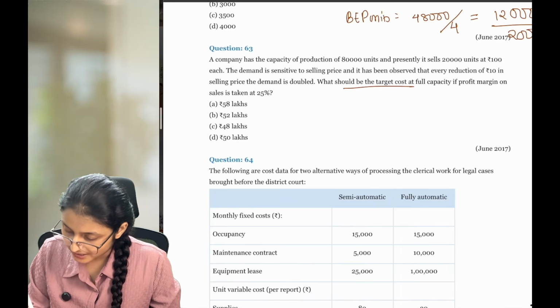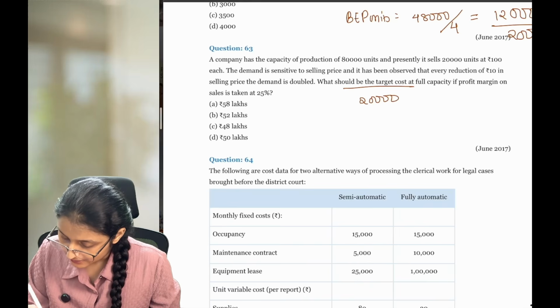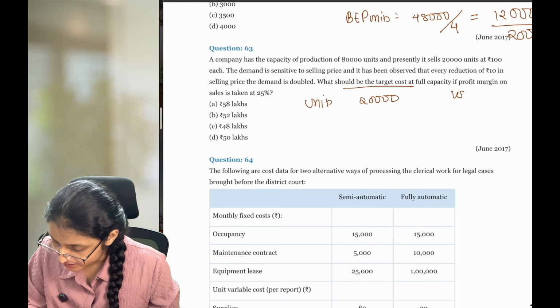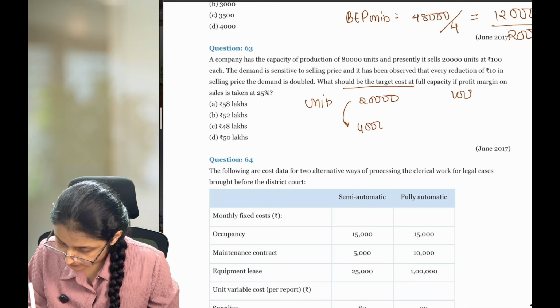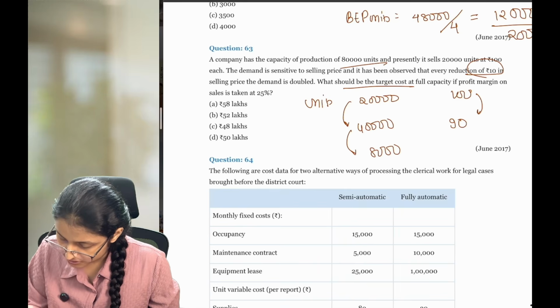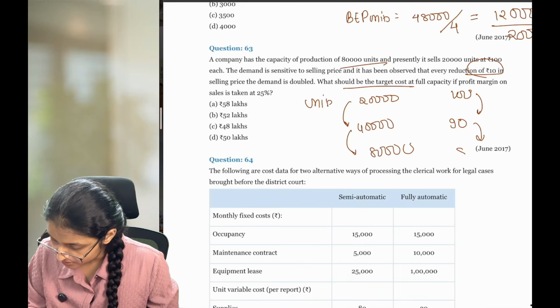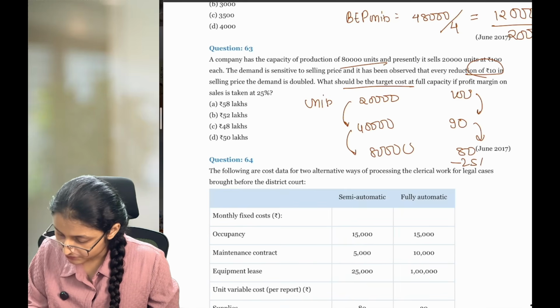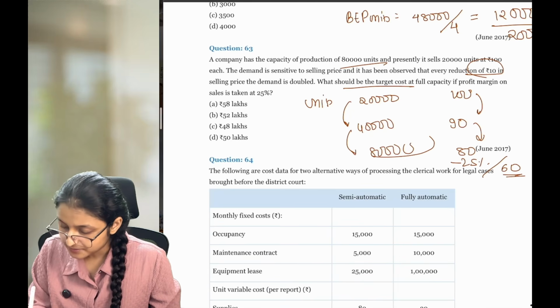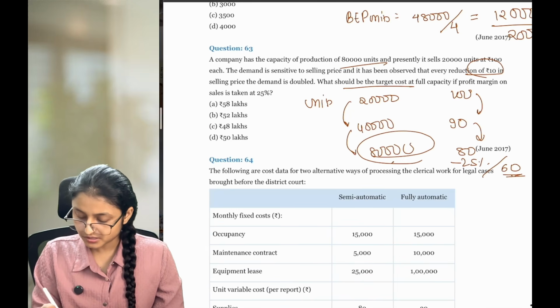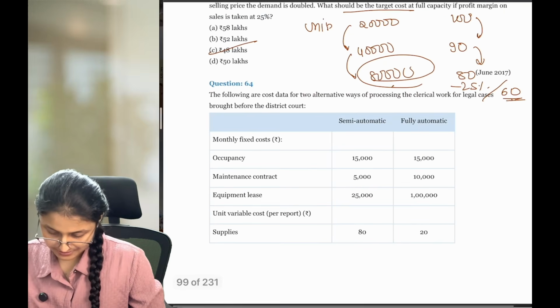Next, a company has the capacity of producing 80,000 units and presently it sells 20,000 units at 100. Again, they are asking us the target cost. This is very simple and has been asked again and again. Hence, it becomes important for you. So, whenever you are doubling the units, your price is getting reduced by 10. Again, double because we have the full capacity of 80,000. Price is reduced by 10. So 80 minus 25% is margin, hence target cost is 60 rupees on a per unit basis. Multiplied by number of units, 60 into 80,000 will give you 48 lakhs as the target cost.